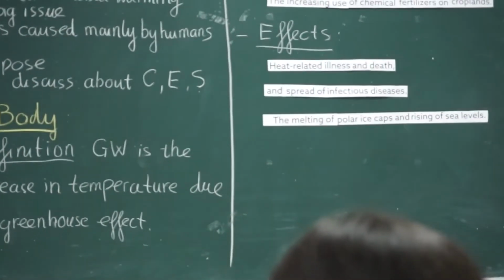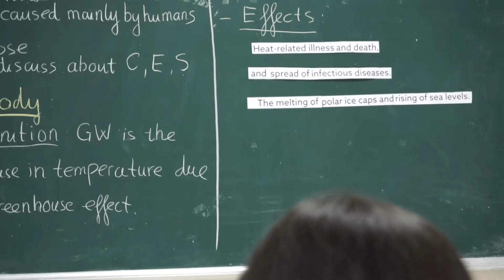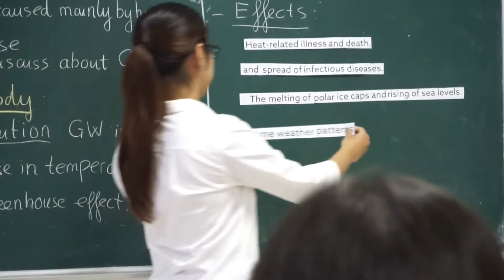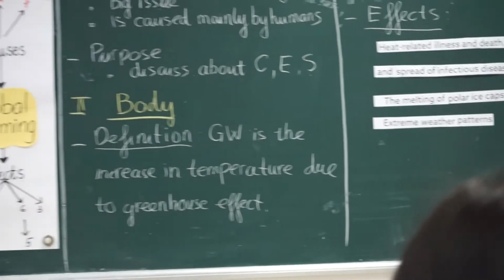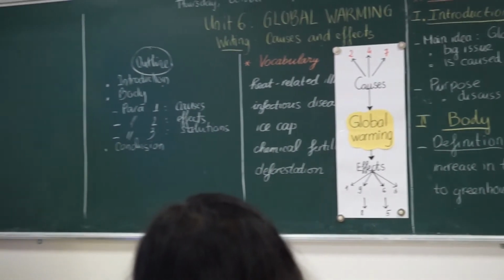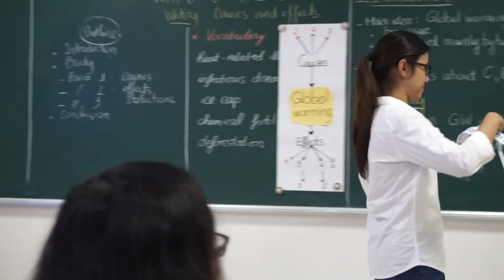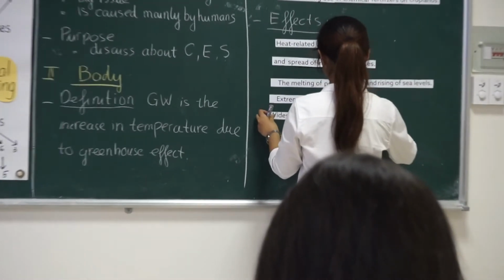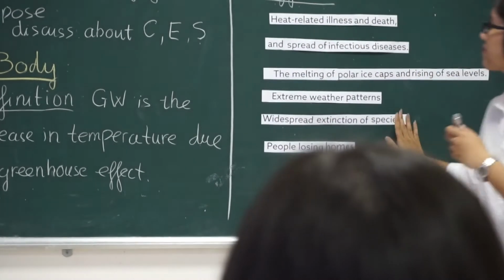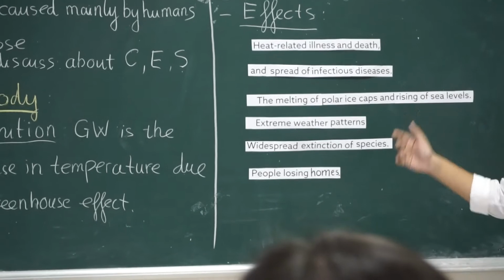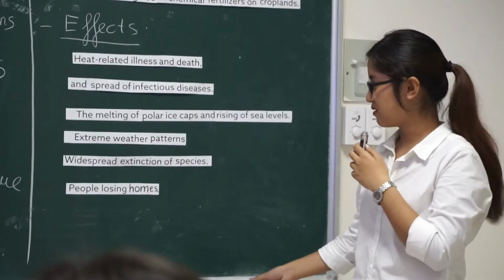Okay, what else? Do we have extreme weather patterns? Yes. Yeah, we do have extreme weather patterns. And also, we have widespread extinction of species and people losing their homes. These are all from task 1. So I think it's easy enough for you to do this.